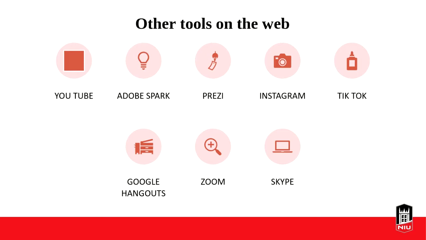YouTube is a common tool for people to use, and that also comes with auto captions. When you're using tools that have auto captions, be sure that you check those auto captions because they're not perfect and you want to make sure that the information is correct. Adobe Spark is a tool that is free and students could use it. Prezi, Instagram, TikTok. I mean, there are many, many different ways that students could create and share presentations.